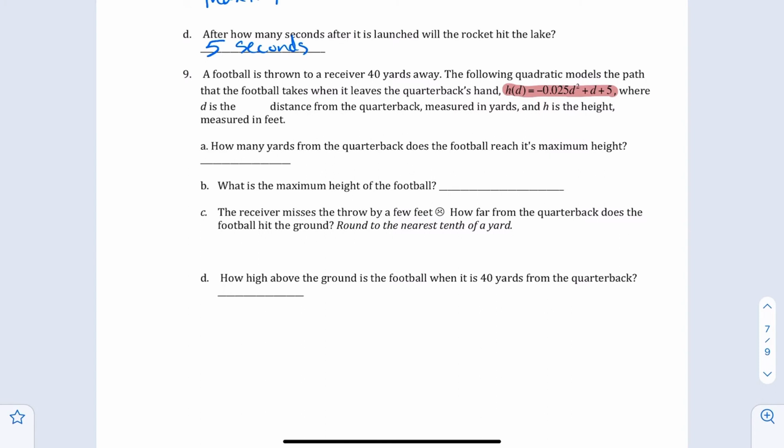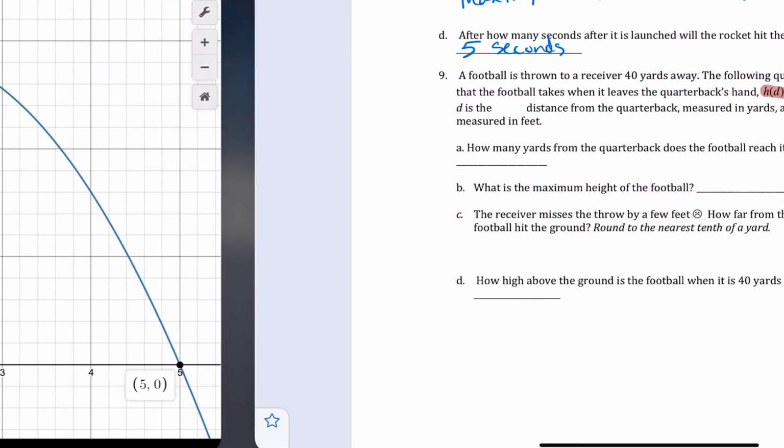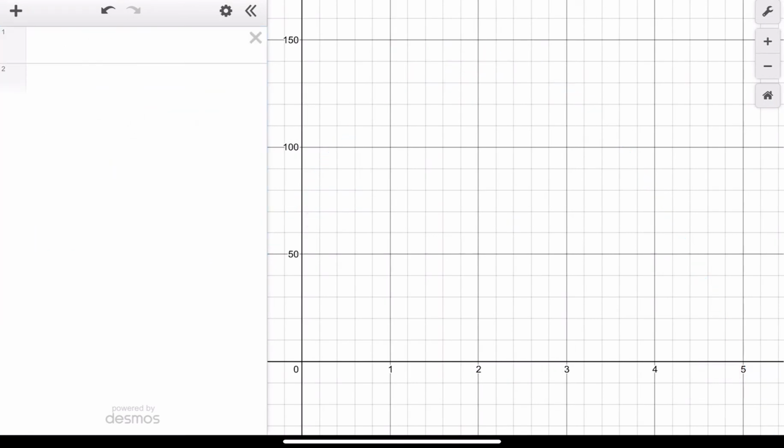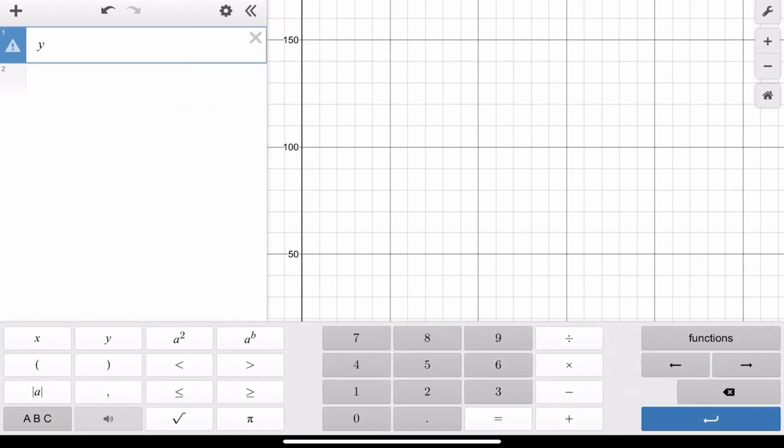So it wants to know how many yards from the quarterback does the football reach its maximum height. We're going to graph it, but I'm going to guess it's 20 yards because I threw the football to a receiver that was 40 yards away. So the maximum should be halfway between that distance. So let's go ahead and graph. I've got my output equals negative 0.025x squared plus x plus 5.